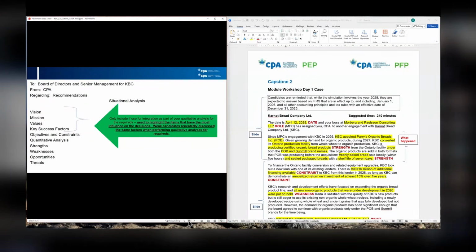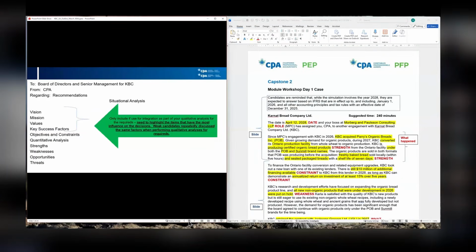You'll also notice on the left-hand side of the module workshop day one case, I've included and highlighted what type of information is included on a slide. I've done that so that if you want to watch the recording again, you have the opportunity of pausing and looking at that information in much greater detail, because obviously I'm going to go through this pretty quickly today.